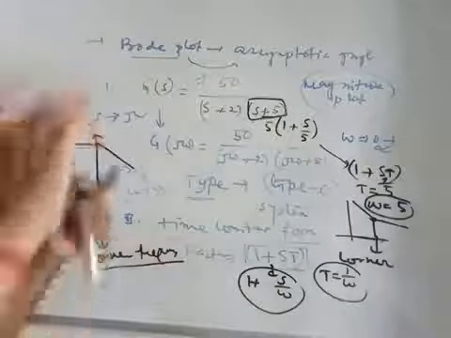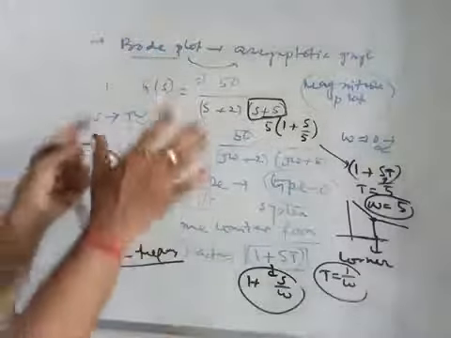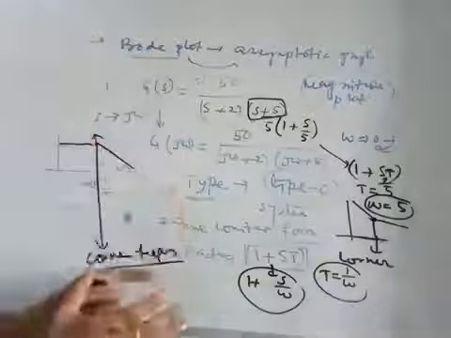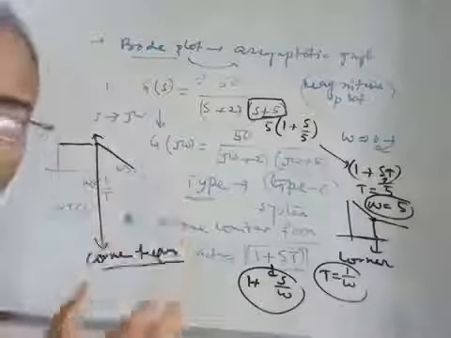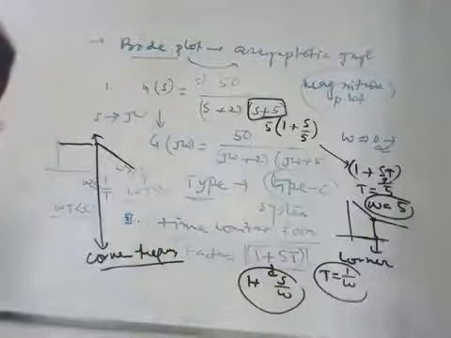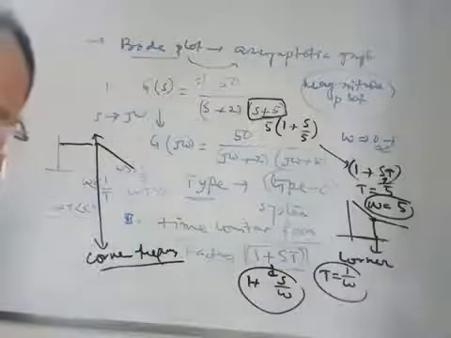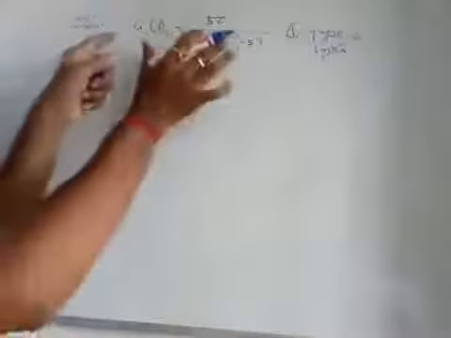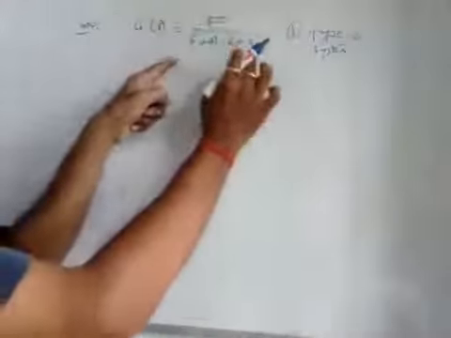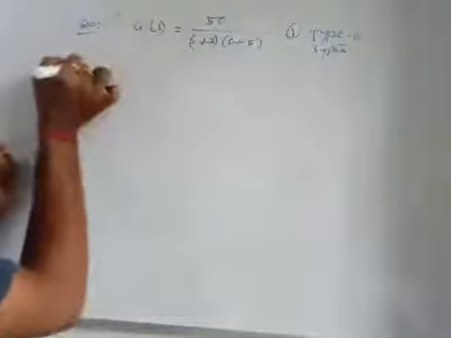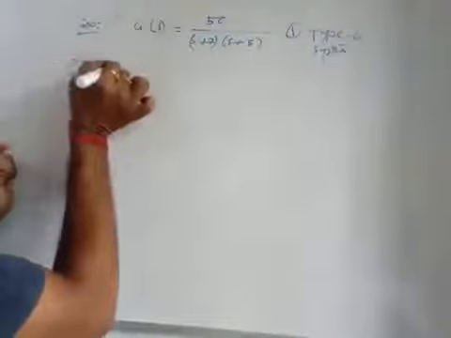So what are the steps? I will take this example again and follow step by step what I have to do, and how to get the concept of corner frequencies for each of the factors. This example is related to 50 into (s plus 2) over (s plus 5). This is a type zero system first of all. Next, express this in terms of time constant form.